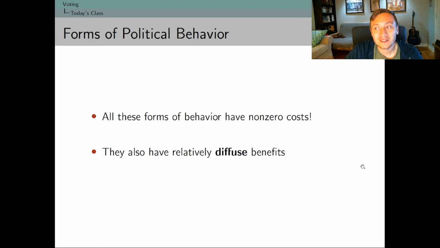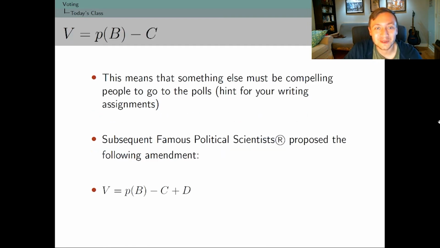Right? And so if we think about it, all of these forms of behavior have non-zero costs, and besides running for office, which may confer certain benefits, they have relatively diffuse benefits. So again, a classic cost-benefit calculation from rational choice would predict that nobody should do any of these things. And yet, people do them. And people think it's really important to do them. And we should all do them. So what is going on here, right? Something else must be compelling people to go to the polls. And I say this is a hint for your writing assignments. This is maybe something to keep in mind in some of our future writing assignments where we're thinking about political behavior.